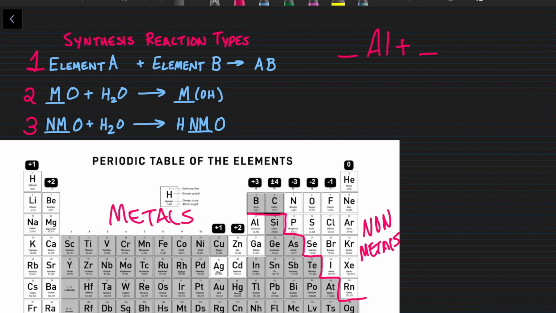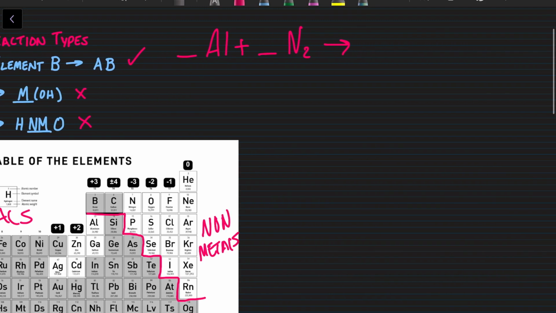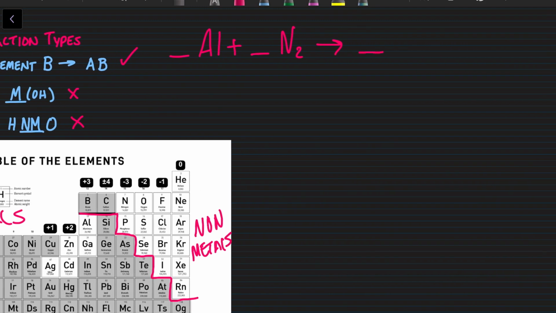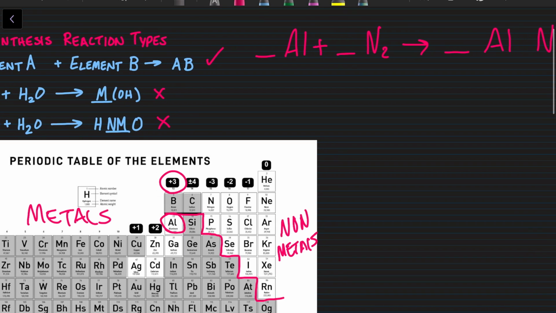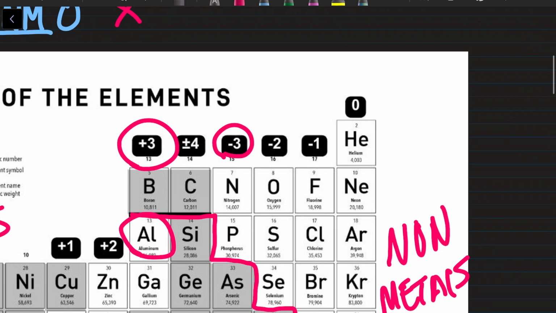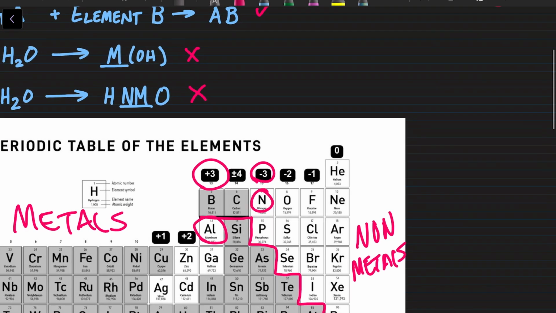All right, for this next one, we have aluminum being combined with some nitride. And so we see that there is no water, so we know that it is not going to be any of the type 2 or type 3. It's going to be type 1 reaction. So all we got to do is combine them. So we have the aluminum nitride, and we get the charges. So aluminum has a charge of +3. Nitrogen has a charge of -3.